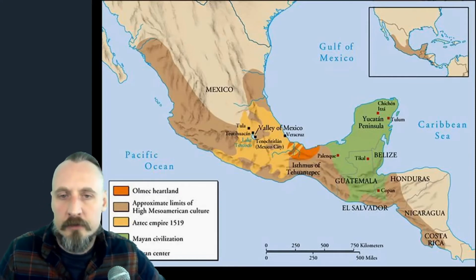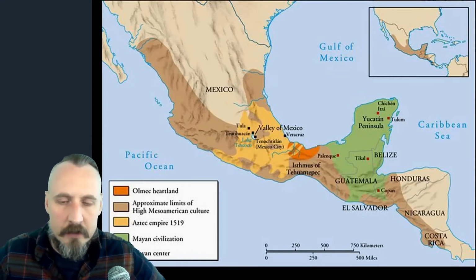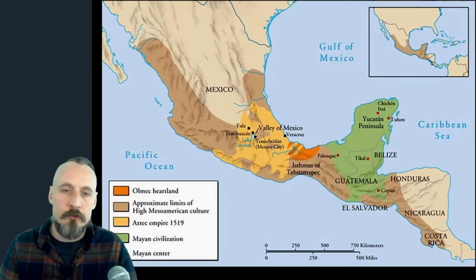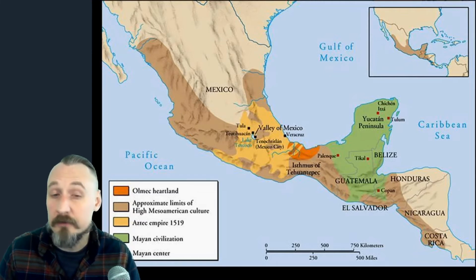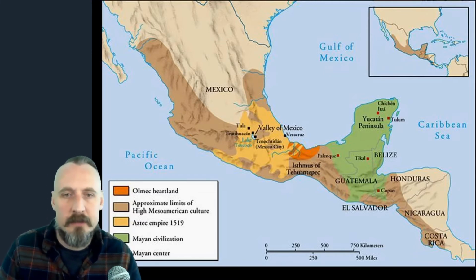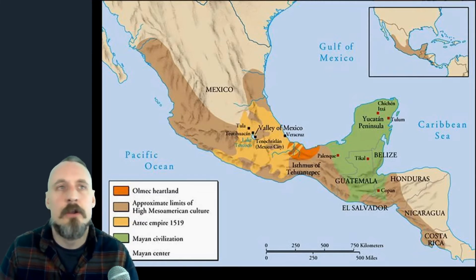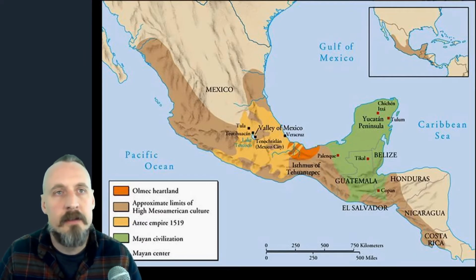So now we're going to move on to Mesoamerica, what is today Mexico. And we're talking about two groups that are easy to confuse because they lived very close together. But the Mayan civilization existed very early on. The Mayans existed up until around 1200.